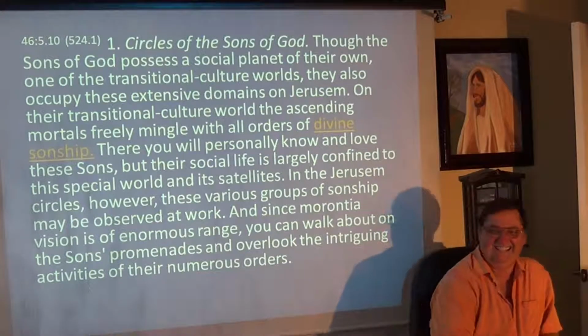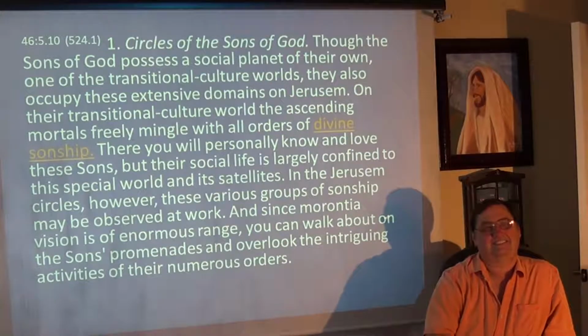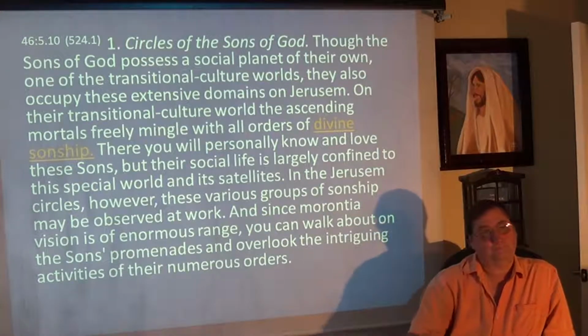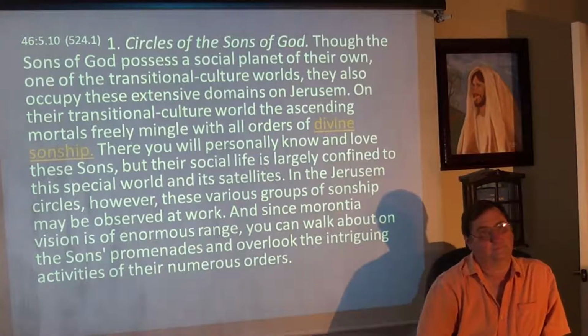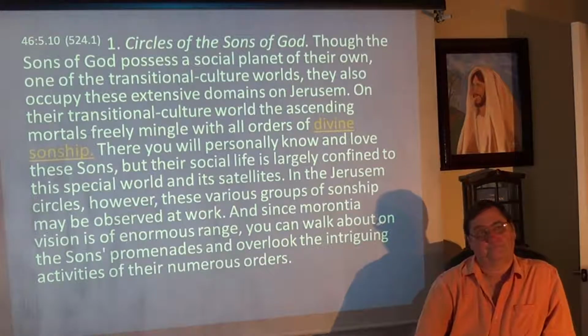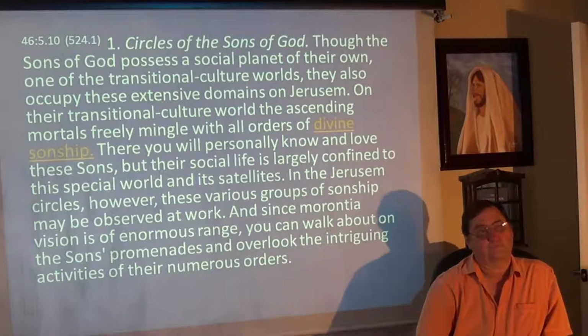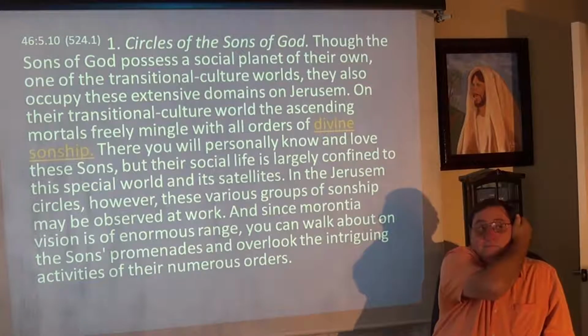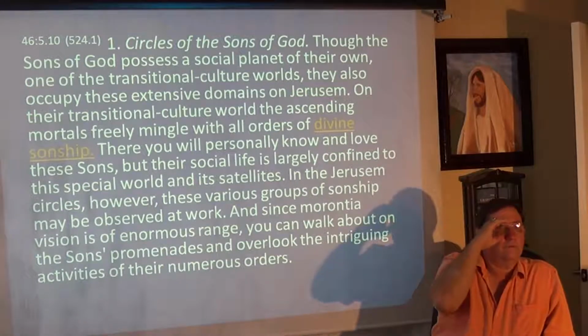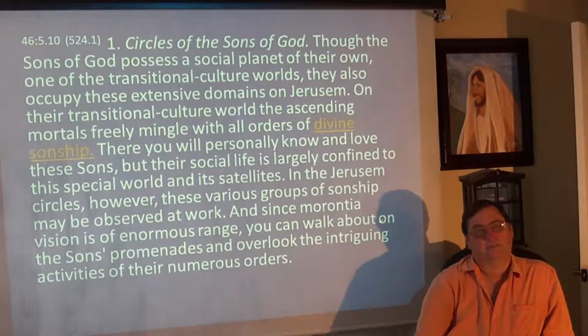Diane. 1. Circles of the Sons of God. Though the Sons of God possess a social planet of their own, one of the transitional culture worlds, they also occupy these extensive domains on Jerusalem. On their transitional culture world, the ascending mortals freely mingle with all orders of divine sonship. There you will personally know and love these sons, but their social life is largely confined to this special world and its satellites. In the Jerusalem circles, however, these various groups of sonship may be observed at work, and since morontia vision is of enormous range, you can walk about on the sun's promenades and overlook the intriguing activities of their numerous orders.